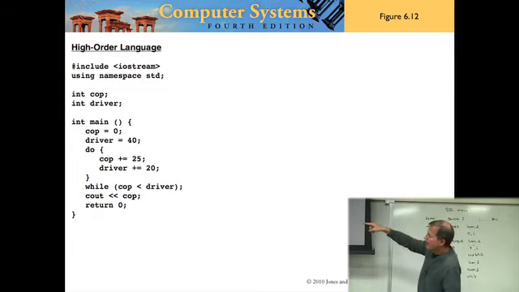Same for driver. And now what's going to happen when we get to the bottom? We have to branch if less than, right? Oh wait, this is while cop is less than driver. So if cop is less than driver is true, we want to go back up. So it is less than. Well, couldn't you do it either way you wanted? Oh yeah, that's a good question.